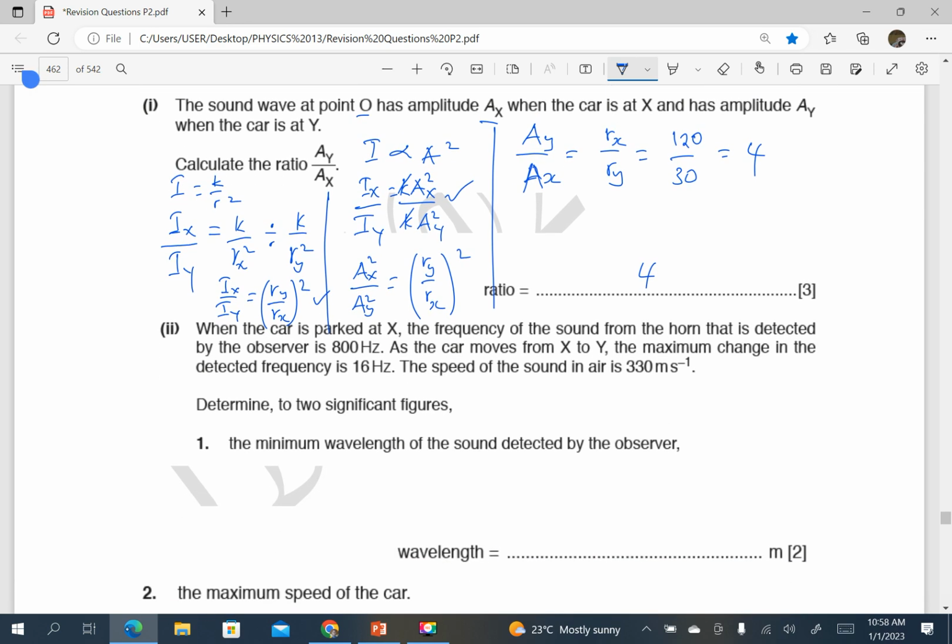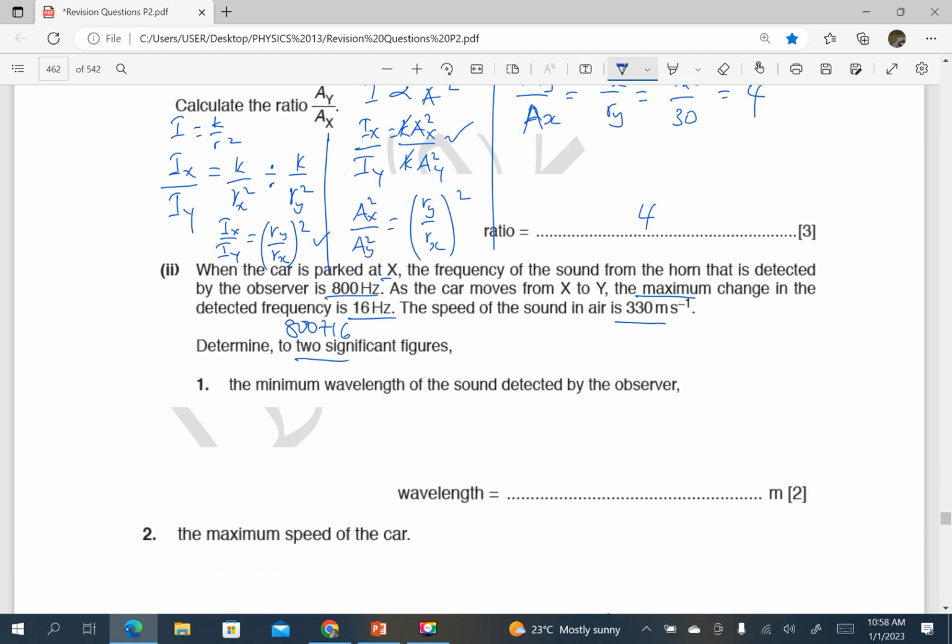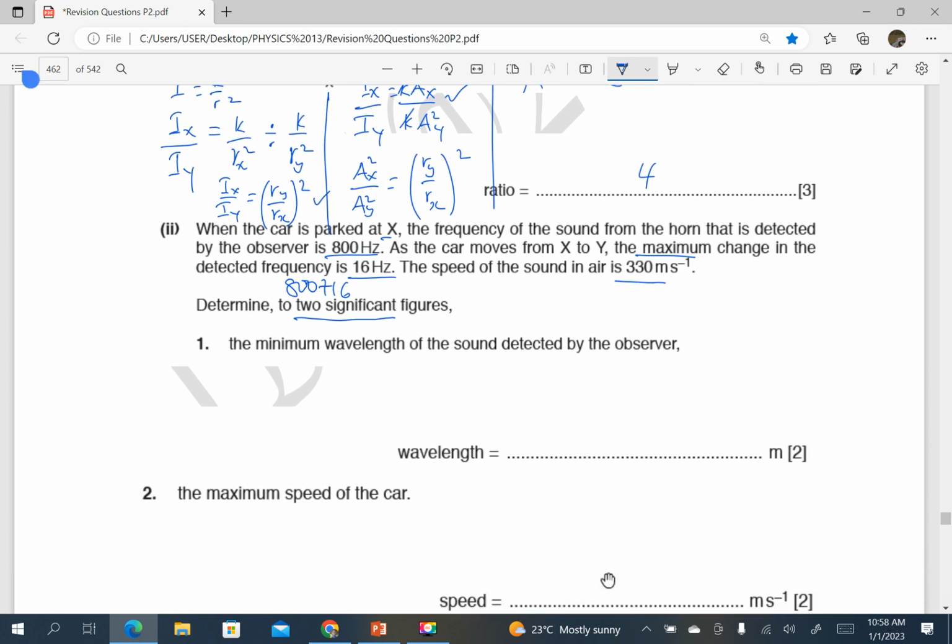When the car is parked at X, the frequency of the sound from the horn that is detected is 800 Hz. That is the normal frequency. As the car moves from X to Y, the maximum change in the detected frequency is 16 Hz. So it means the highest frequency is going to be 800 plus 16. The speed of the sound is 330. Determine, to two significant figures, the minimum wavelength of the sound detected.